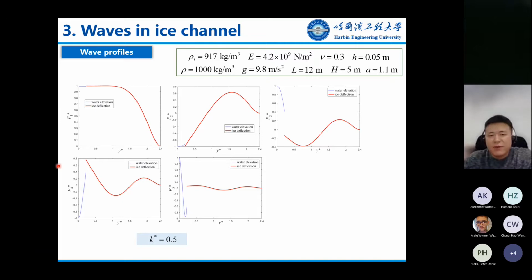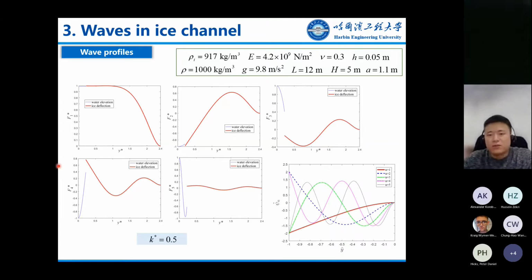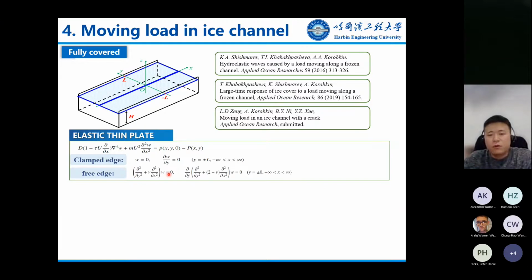Here we display the wave profile across the channel. The ice deflection is a superposition of the eigenfunctions. Because the wavelength of the incident wave is relatively long in this case, the ice plate still undergoes significant deformation near the channel walls. After knowing the propagation law of flexural gravity waves in the ice channel, we can use it to analyze the ice sheet response caused by a load moving along the ice channel.